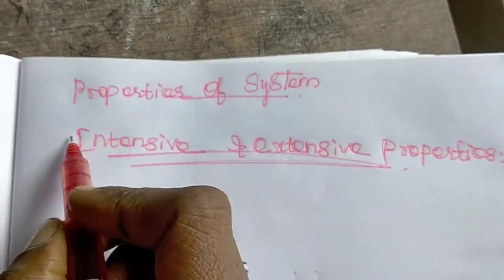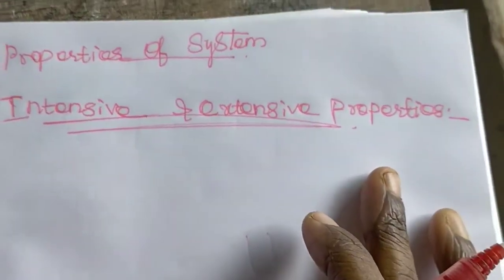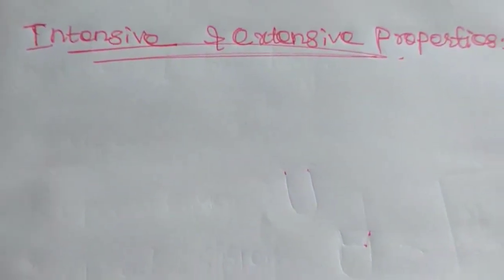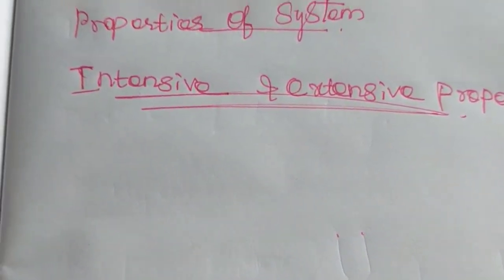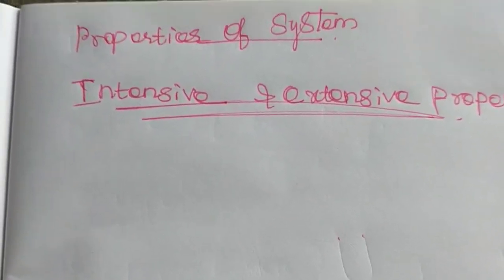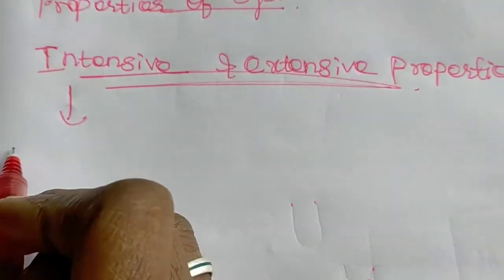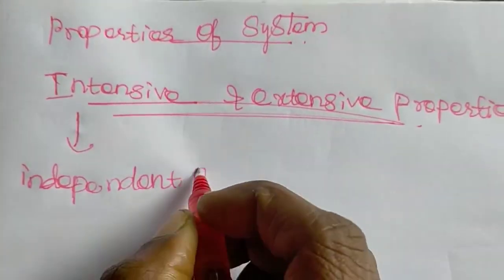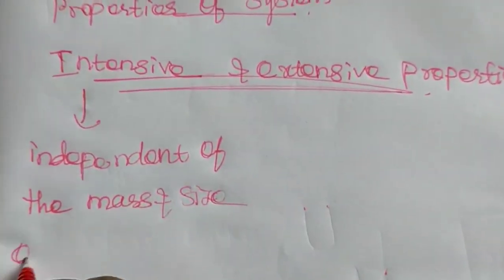So how do we classify into intensive and extensive property? Some properties of the system depend upon the mass and size of the system. The properties which depend upon the mass and size of the system are called extensive property, and the properties independent of the mass and size of the system are called intensive property. So intensive properties means independent of mass and size of the system.